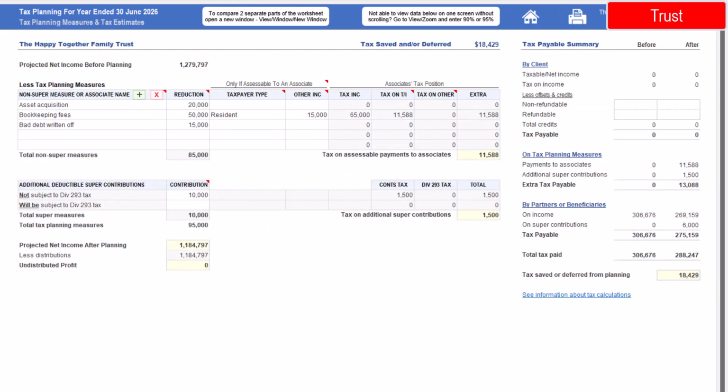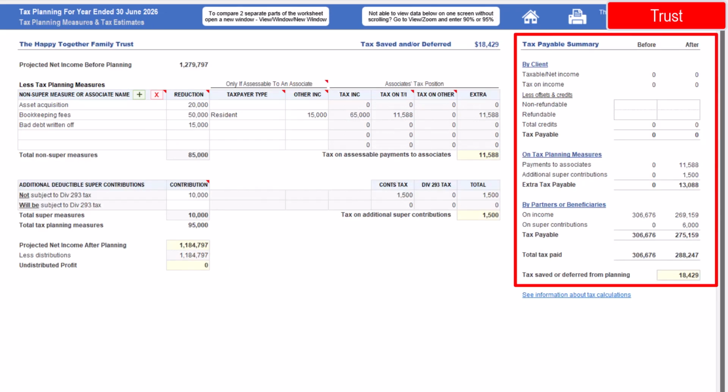Back at the tax payable summary at step 5, you can see a comparison of the tax payable before and after implementing your tax planning measures and the amount of tax saved or deferred. The ATO would expect any distributions to beneficiaries to be actually paid.